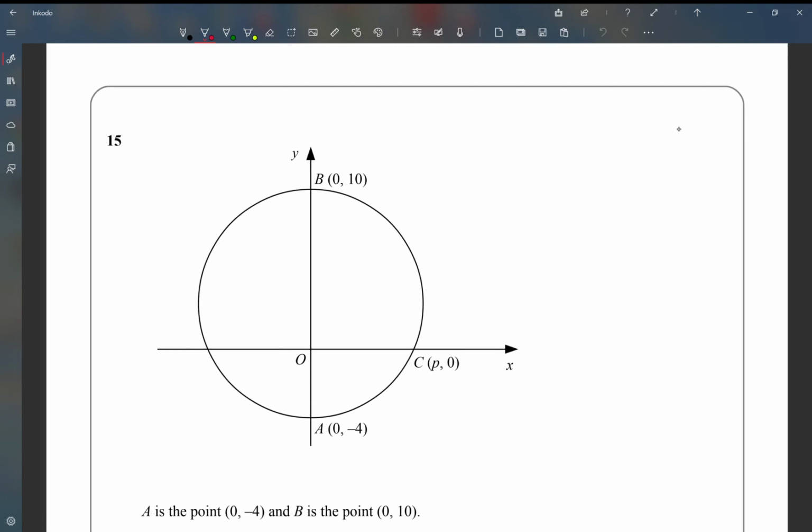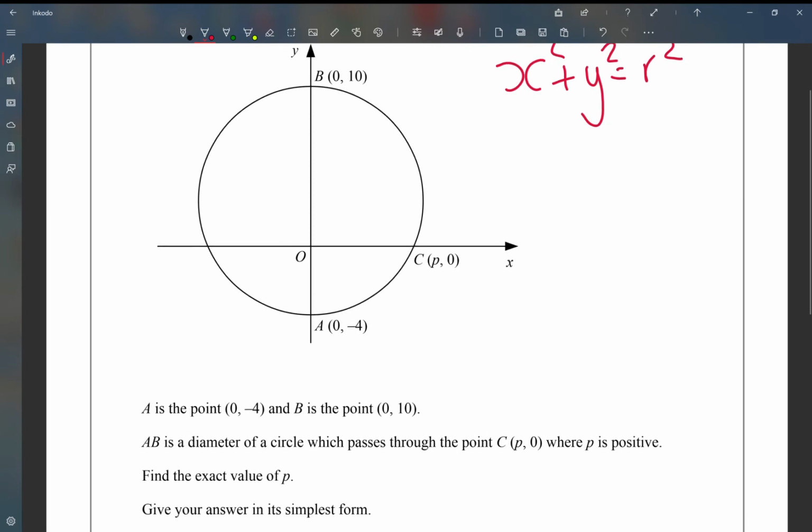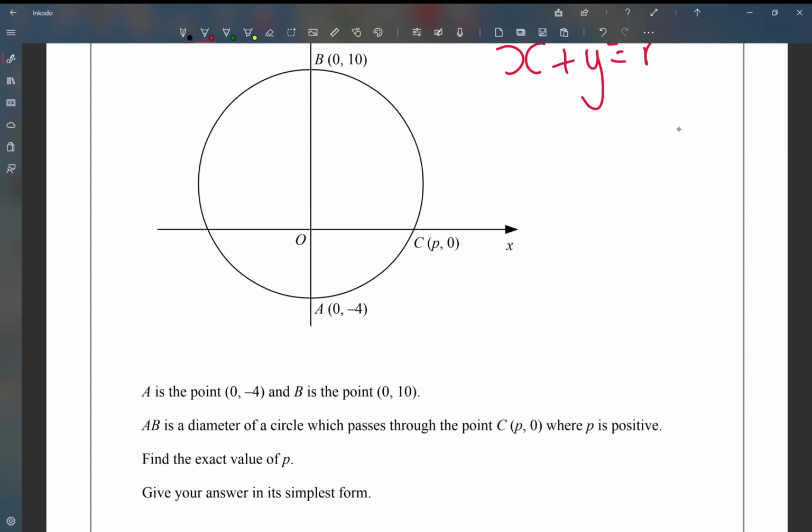Okay, so a really important thing to know is the circle format. So x squared plus y squared equals r squared is the equation of a circle. Now in this case, the question gives the wording: point A is (0, -4), B is (0, 10). This is obviously on the y-axis, so this is where x is 0. There'll be 2 points where y is 0, but this one is the one we want. AB is a diameter, so it tells you it's all the way in the middle.